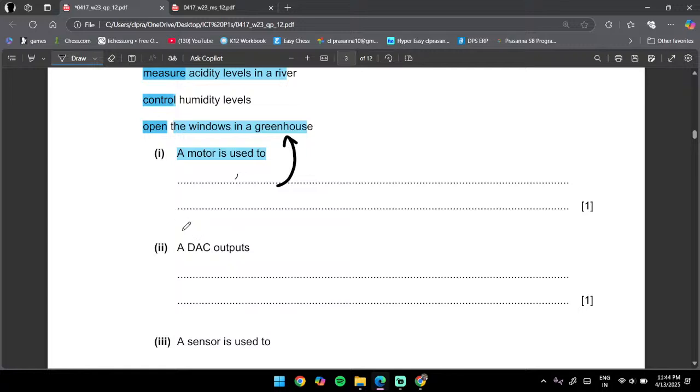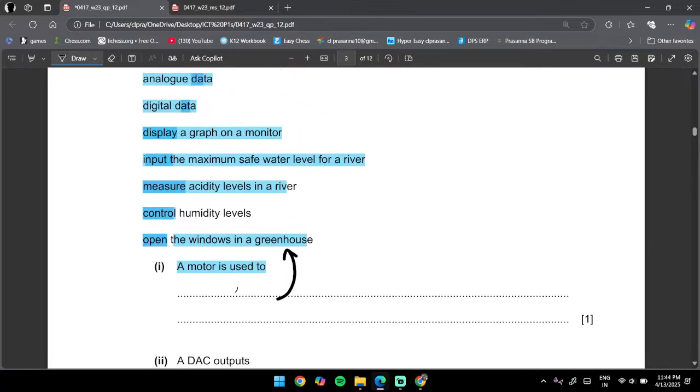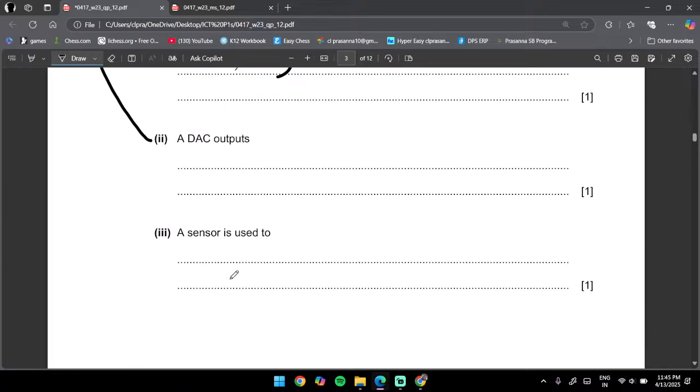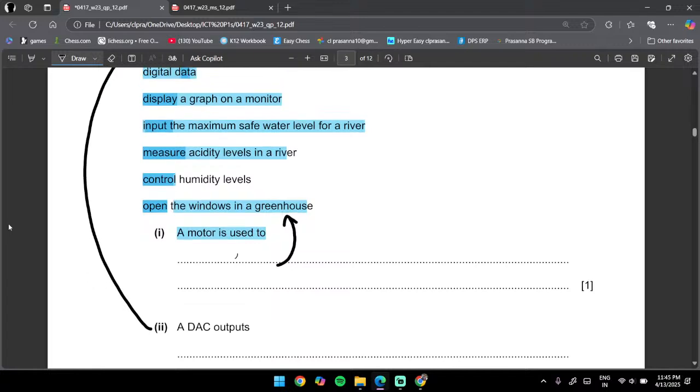Yes, so this, yeah, a DAC outputs. A DAC stands for digital to analog converter. So if it's converting from digital to analog, then of course it has to output analog data. So I think I'll send it here like this. Yeah. Then a sensor. Okay, a sensor is used to measure and control.